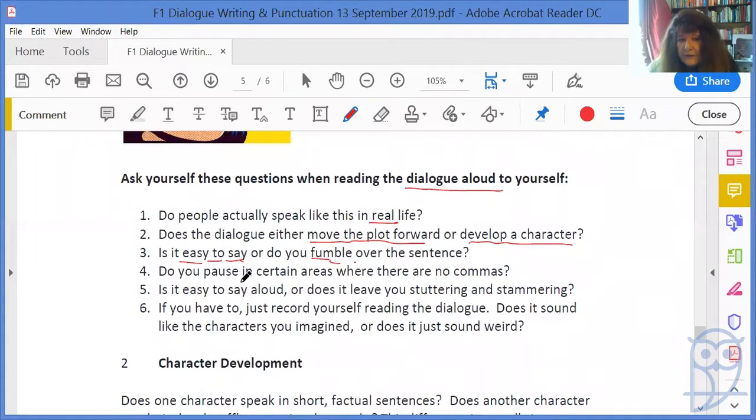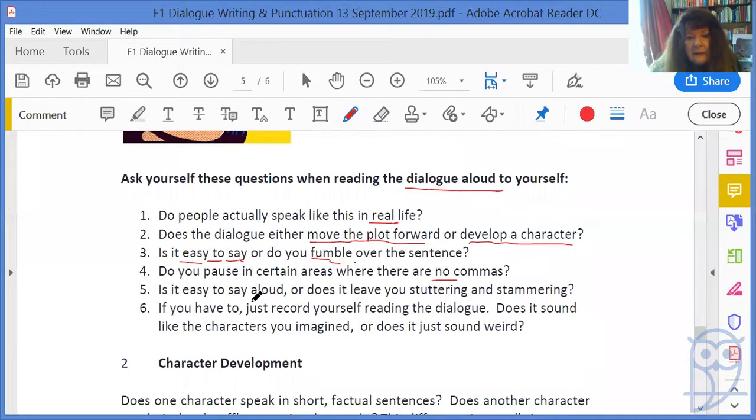Do you pause in certain areas because there's no comma, that you might have left a comma somewhere out of your dialogue between a compound sentence, something like that, and then it doesn't quite make sense? So that would mean that it doesn't really happen in real life. You do pause when you have to, because you have to make an effect, make a point.